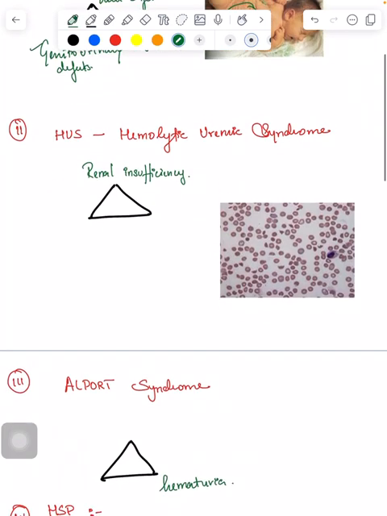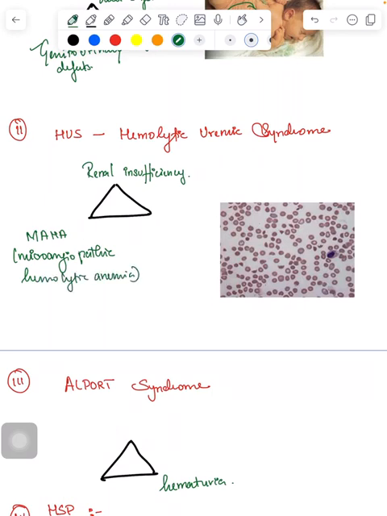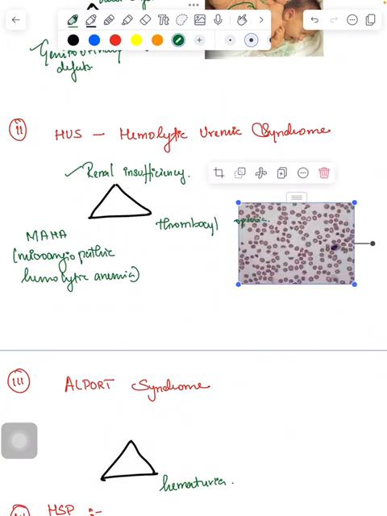Next is hemolytic uremic syndrome. In hemolytic uremic syndrome you have anemia. What type of anemia do you have? You have microangiopathic hemolytic anemia, along with renal insufficiency and thrombocytopenia. So the triad that forms in hemolytic uremic syndrome is renal insufficiency, microangiopathic hemolytic anemia and thrombocytopenia.